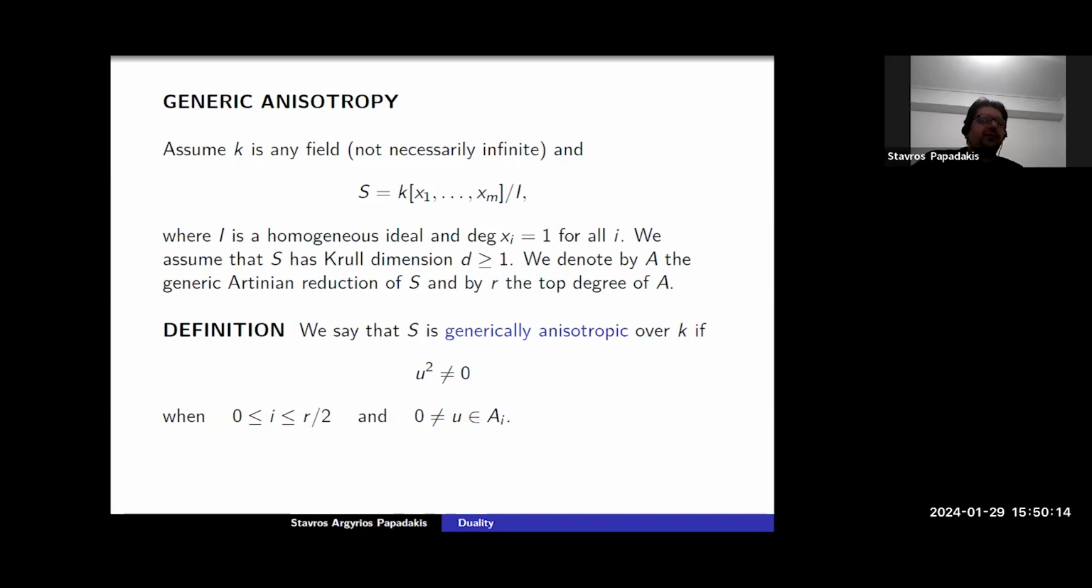Let me try to explain the definition. If u is the homogeneous element zero, of course the square is zero. If u is a homogeneous element of degree greater than R over 2, of course u squared is zero, because we've gone above the top degree. So if i is strictly greater than R over 2, or if u is zero, we necessarily have u squared equals zero. This definition we call generic anisotropy. So in some sense it can be stated that except when it's impossible, u squared for a homogeneous element is non-zero.